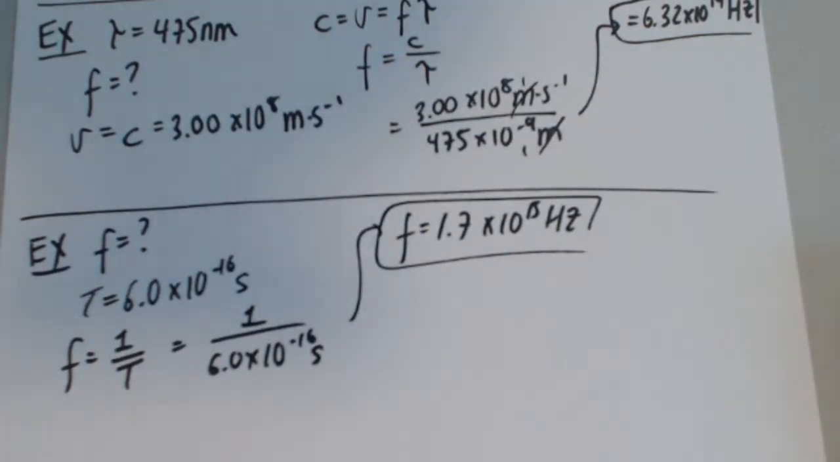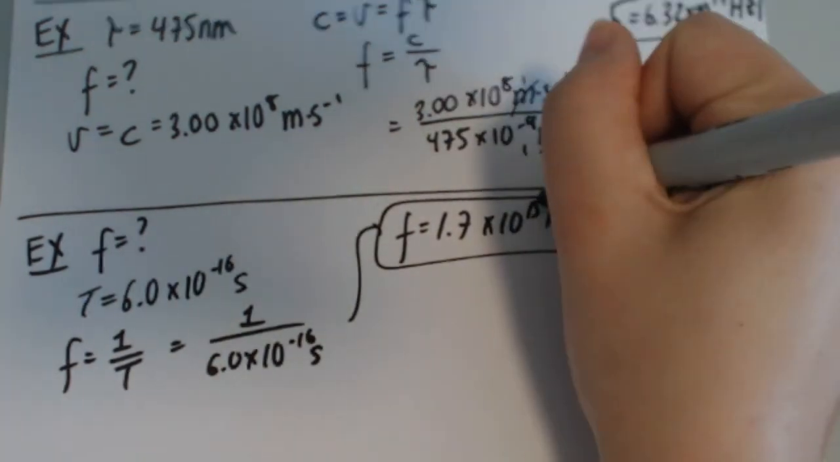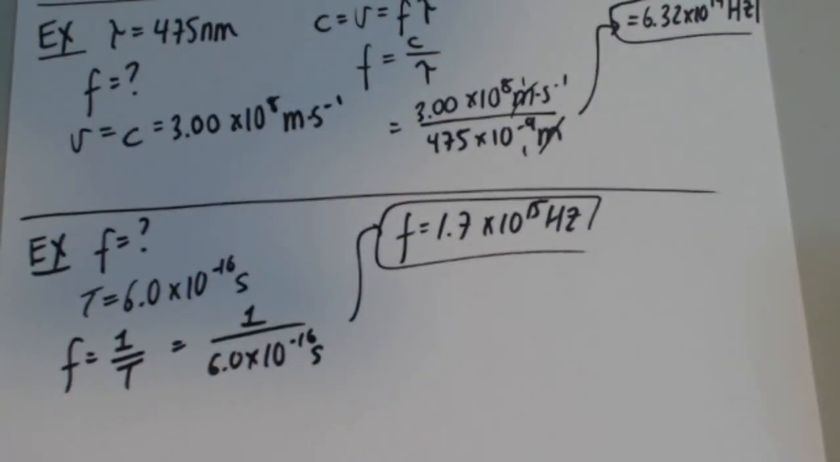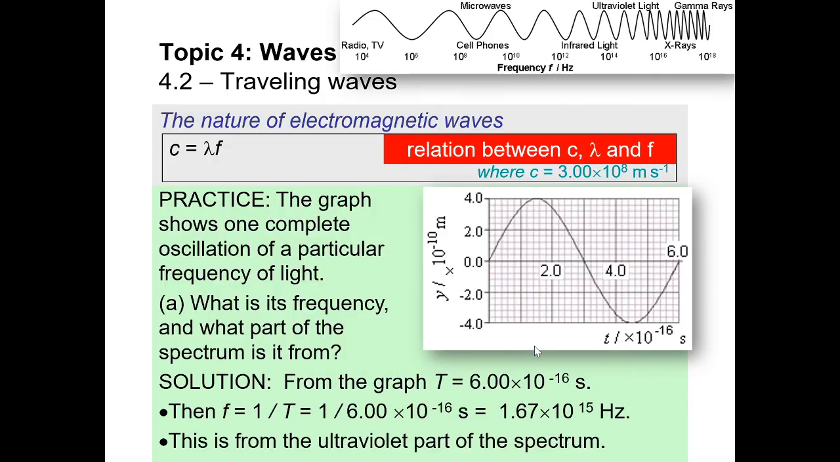All right, so 1.7 times 10 to the 15 hertz. Let's see what part of the spectrum that is from. Okay, so if we look at our electromagnetic spectrum here on the top, we had something on the order of 10 to the 15, so that's right here.